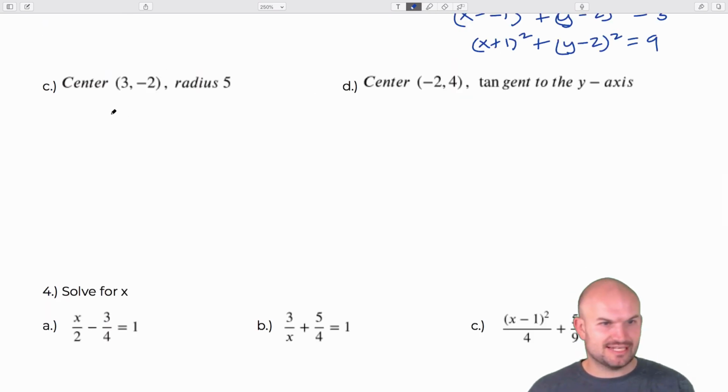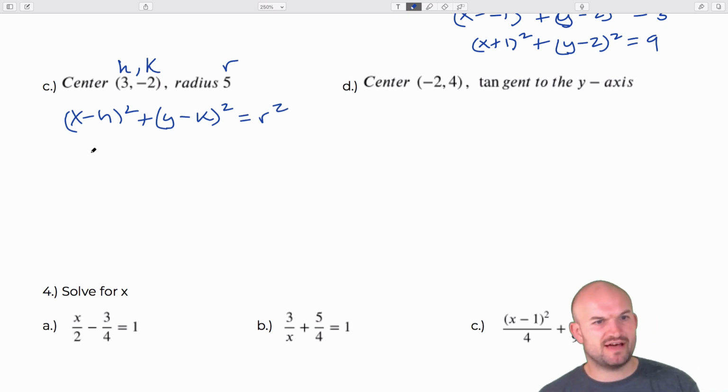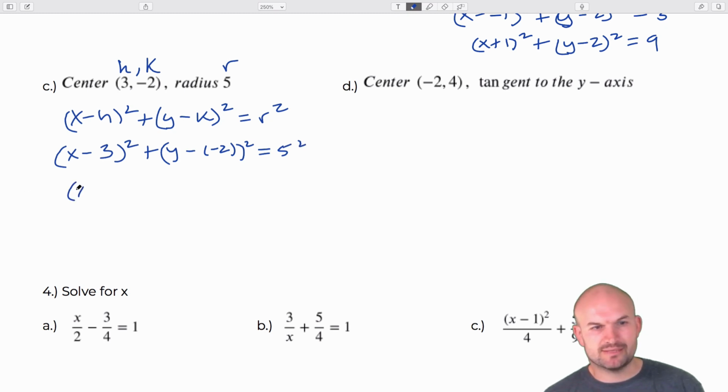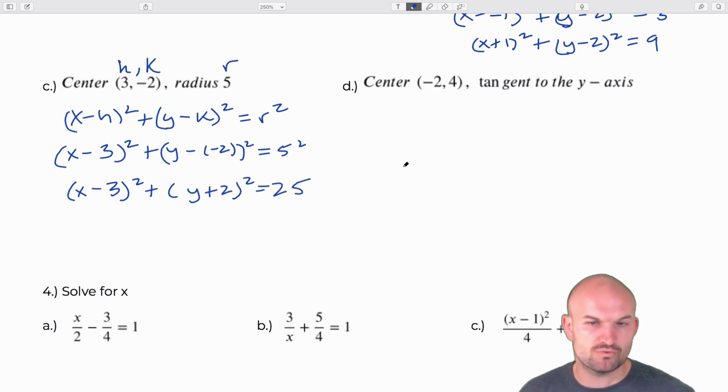On the next one, we have center (3, -2) and radius 5. So again, this one is actually a little bit easier than the last one. We have our h, k and we have our r. So basically, we're just going to use (x minus h) squared plus (y minus k) squared equals r squared. And again, just plug in your values here. So we have (x minus 3) squared plus (y minus -2) squared equals 5 squared. And then you could just simplify this. I'm showing my work because I'm a teacher, but obviously you could skip that second step and just go right to there.